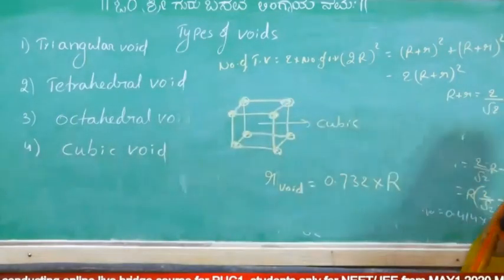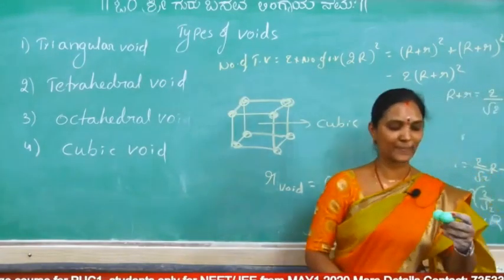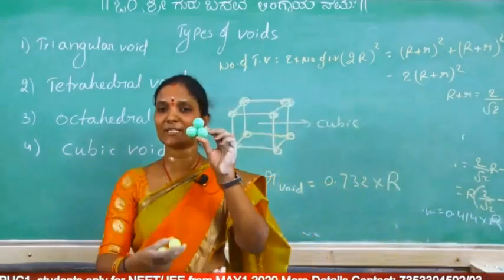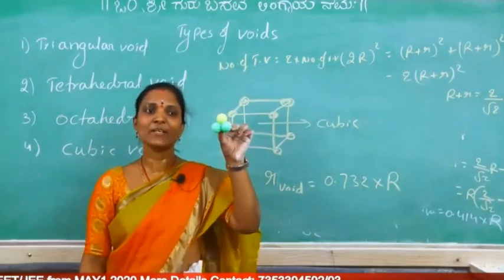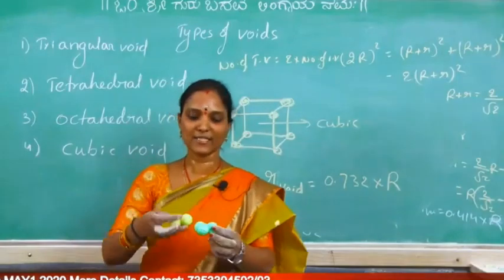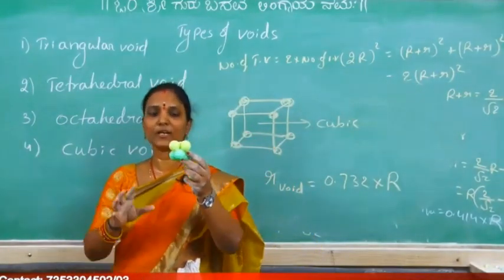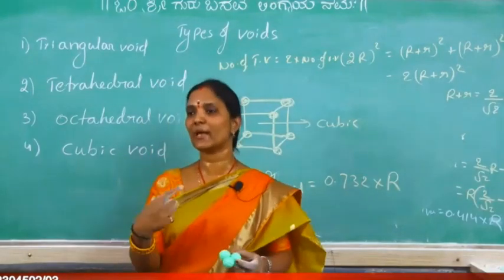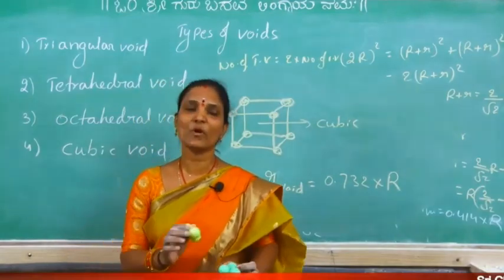So what did we learn here? Once again, like this given, the middle empty space is the triangular void. Like this placed, that empty space is the tetrahedral void. Like this placed, that empty space is the octahedral void. And if a cube is taken, then the middle empty space is the cubic void. That's it. These are the different types of voids.